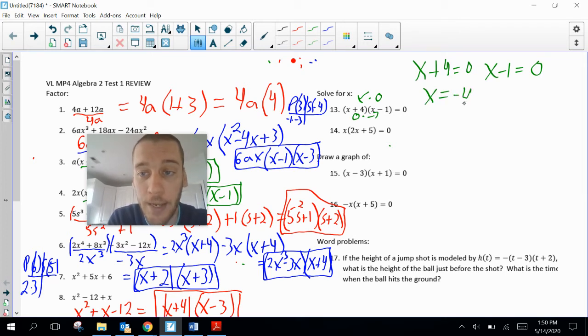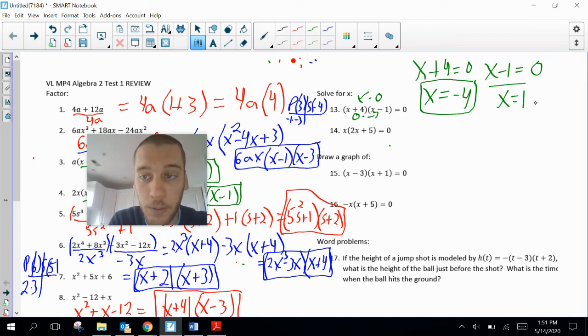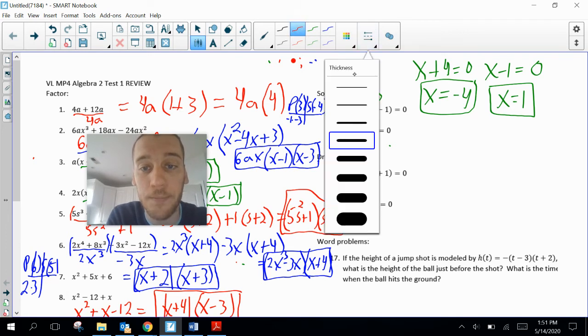If x was negative 4, we would be good. Also, if x was positive 1, we would also be good. So there's two solutions. This is actually going to touch the x-axis at these two spots, x equals negative 4 and x equals positive 1.